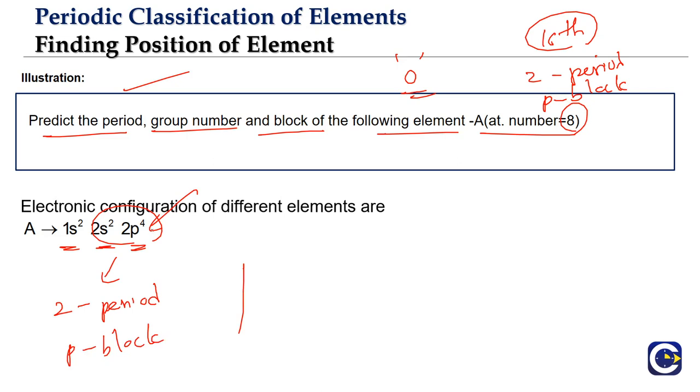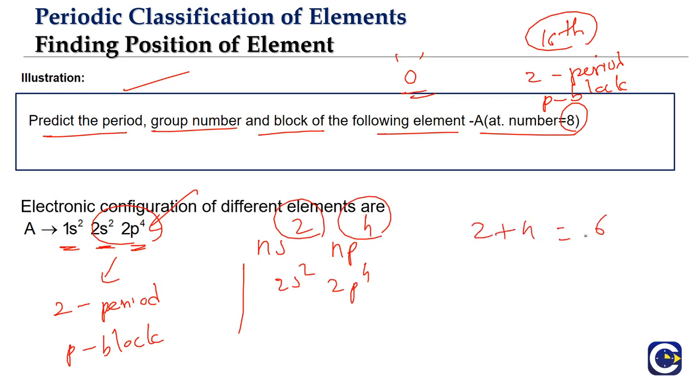Now remember, P block means the outermost will be ns2 np. Here it is 2s2, 2p4. So when we add the ns electrons and np electrons, 2 plus 4, that is 6. In the old numbering, it will be an element belonging to the 6A group, like that we say. In the new numbering, we have to add 10, so it will be the 16th group. Like that we will be able to conclude about the group number. So this is how we will attack these kinds of questions.